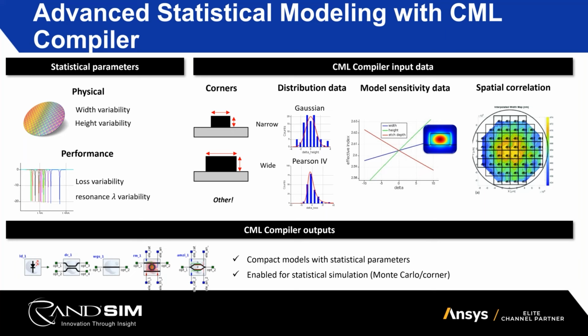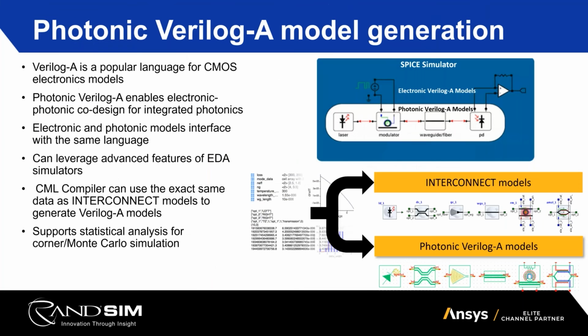Another thing is that the CML compiler can be used to generate the INTERCONNECT models, which can be used in INTERCONNECT standalone and also in the workflow we talked about today, the co-simulation workflow with Cadence Virtuoso. It can use the same set of data to generate the Verilog-A models. So basically, you can run one script to generate the compact model library for INTERCONNECT and also for Verilog-A. Yeah, we can move on to the next page.